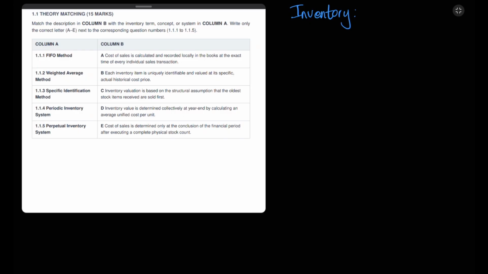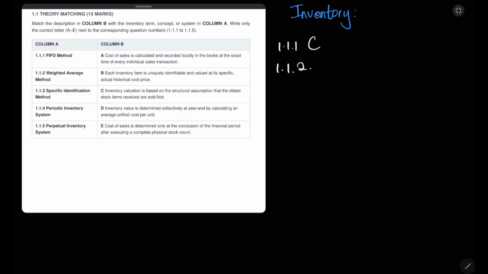method. So you have cost of sales is calculated and recorded locally in the books at the exact time of every individual sales transaction. That doesn't tell us anything about the FIFO. Let's go to B. Each inventory item is uniquely identifiable and valued at its specific actual historical cost price. No. Let's try C. Inventory valuation is based on the structural assumption that the oldest stock items received are sold first. This one definitely talks about the FIFO. So 1.1.1 is C. Let's move to 1.1.2.